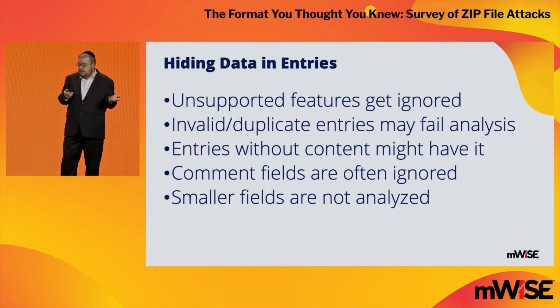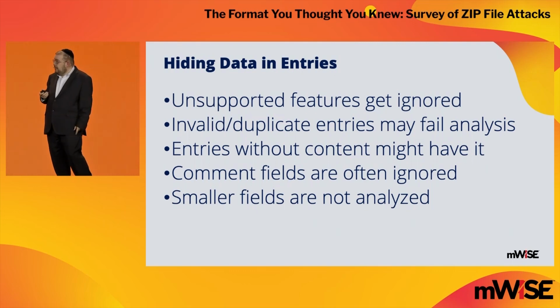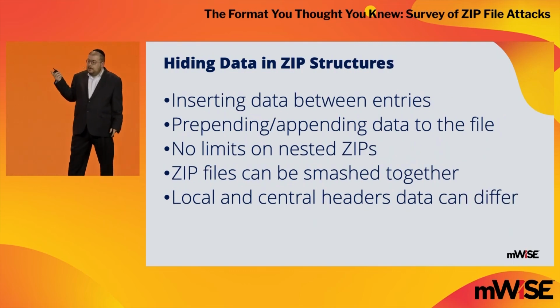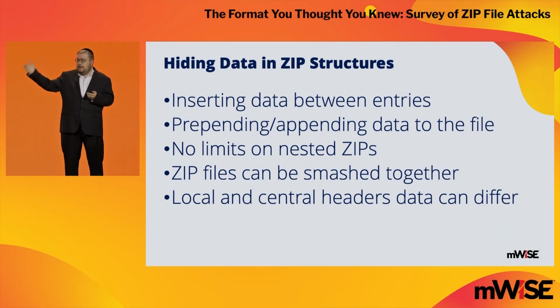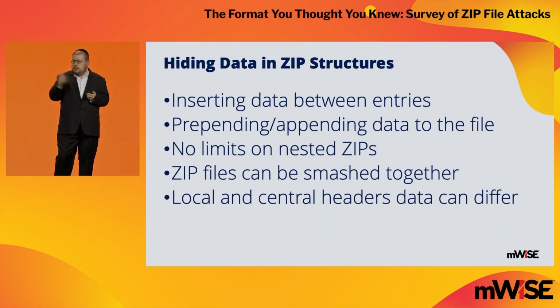But security tools may sometimes ignore comments. The other way you could hide data is you could hide data in the zip file itself. Now, as we mentioned earlier, the zip file has these 3 areas. You have the central directory, you have the local headers, and you have the end of the central directory record. They're all malleable.